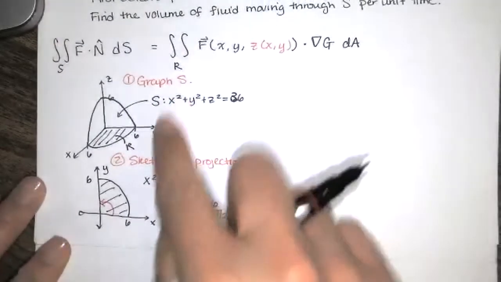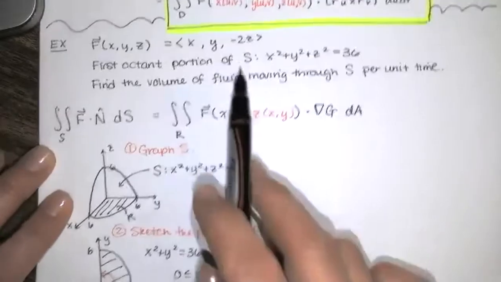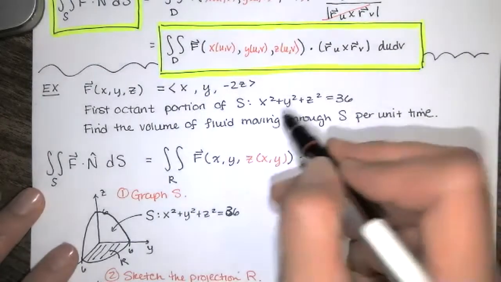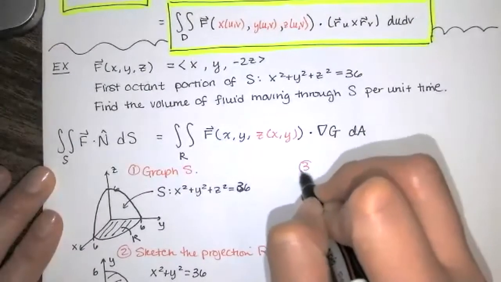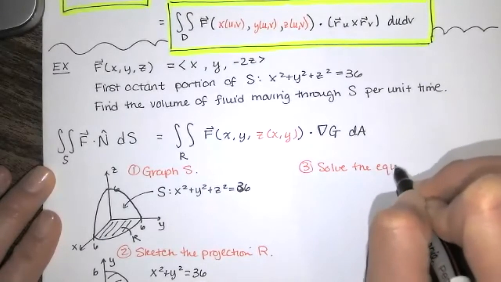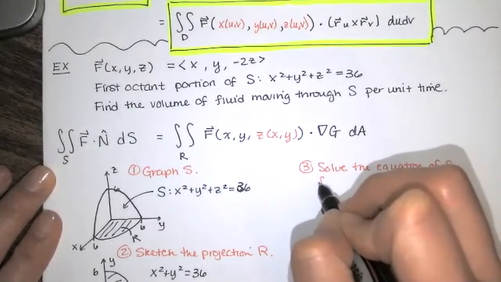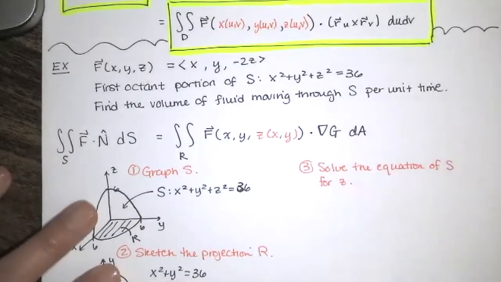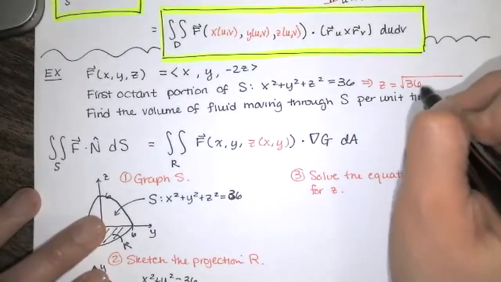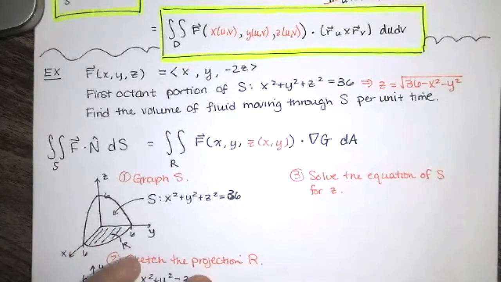All right, and now what do we need? We need our field in terms of X and Y and Z. In order to get that, I need to find Z as a function of X and Y. So I will solve the equation of the surface for Z. I have Z equals the square root of 36 minus X squared minus Y squared. Ooh, that's looking really nice for polar coordinates, isn't it?